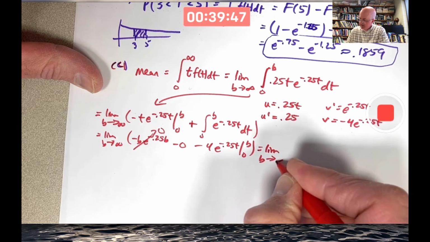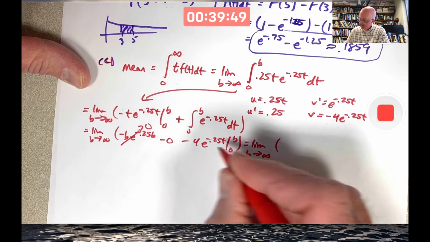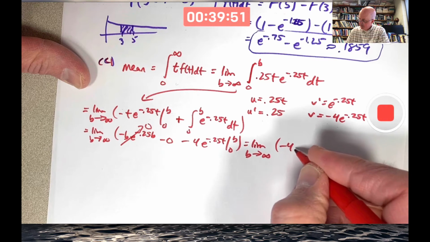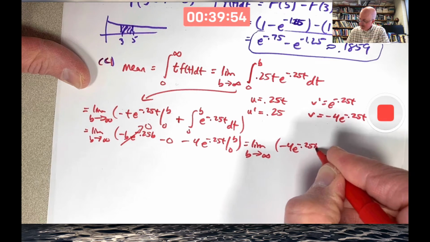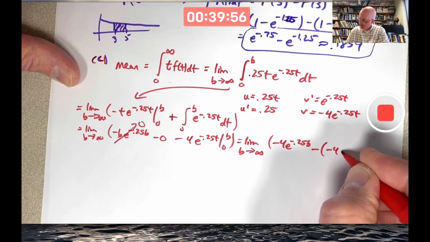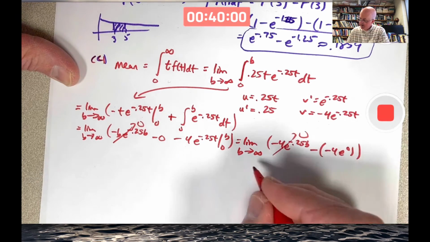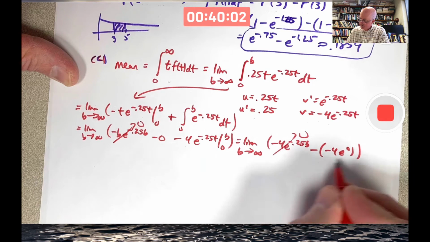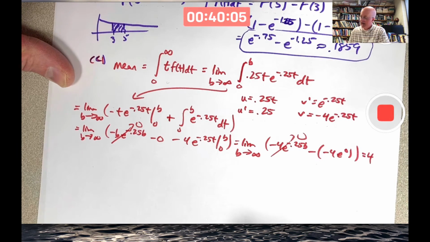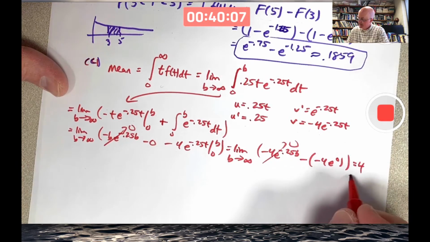So ultimately we get the limit as b goes to infinity of, let's see, plug in t equals b there. You get negative 4e to the negative 0.25b minus what you get when you plug in 0. This is going to go to 0 as well, and in the end you get plus 4 times 1, which is 4. The mean is 4. And that'll be in seconds.